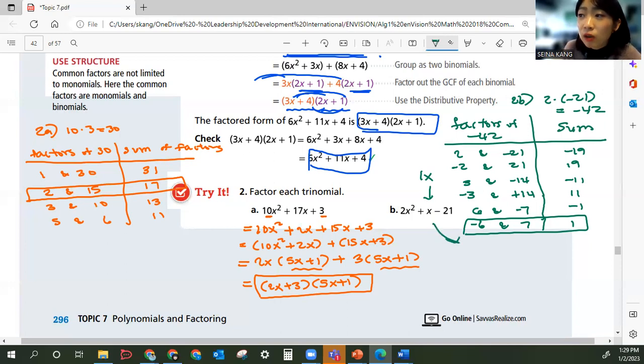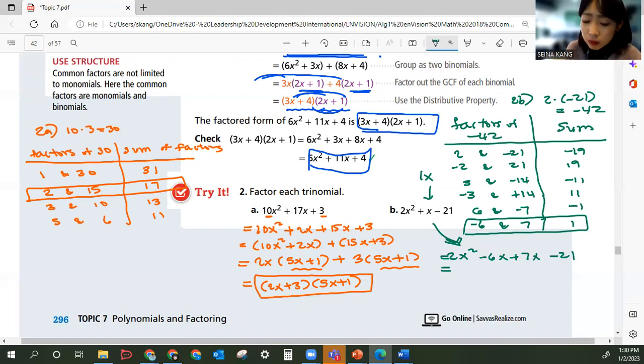So rewrite your trinomial by breaking down your second term, right? 2x squared minus 6x plus 7x will give you plus x in the middle, right? So we're not changing the polynomial. It's the same polynomial, but we're changing the form, okay? So that we can group them and factor them out.